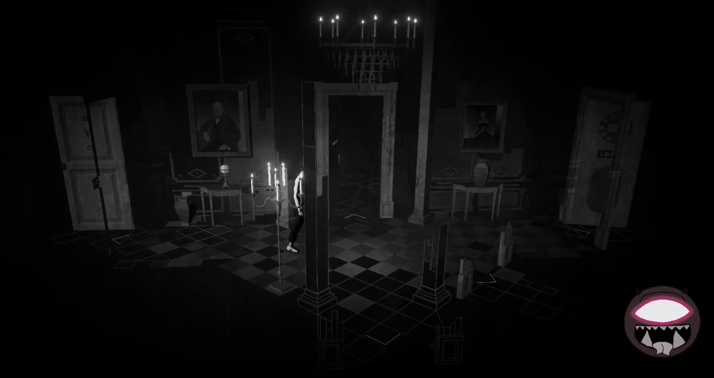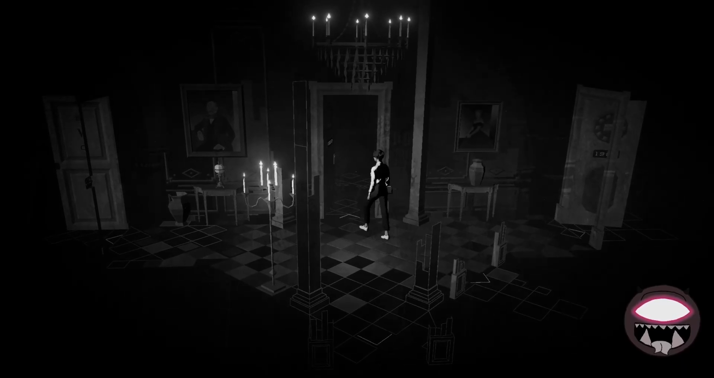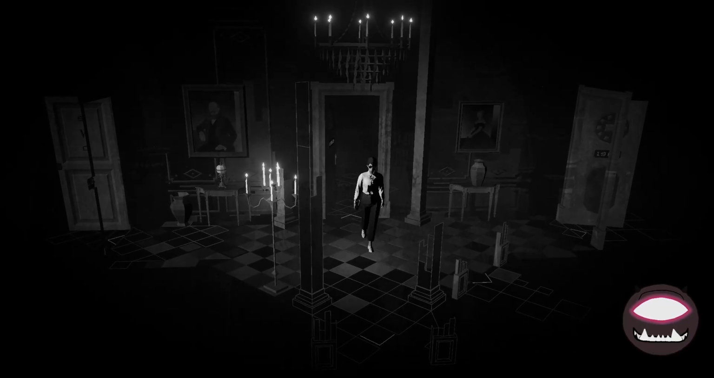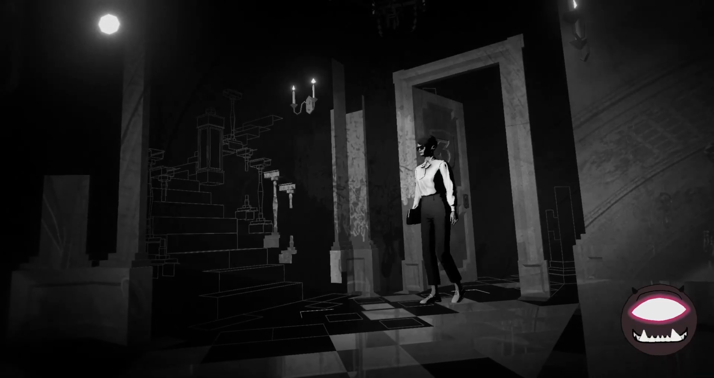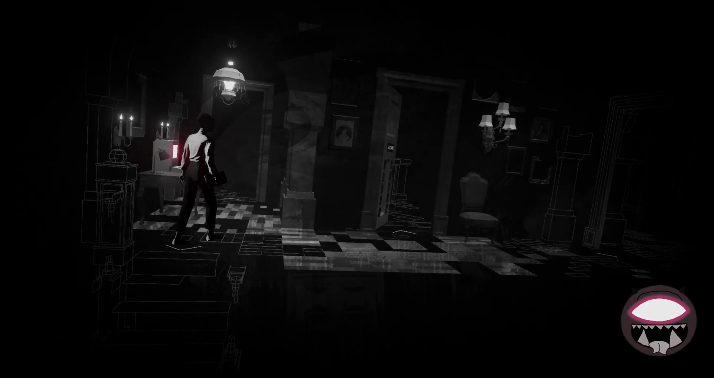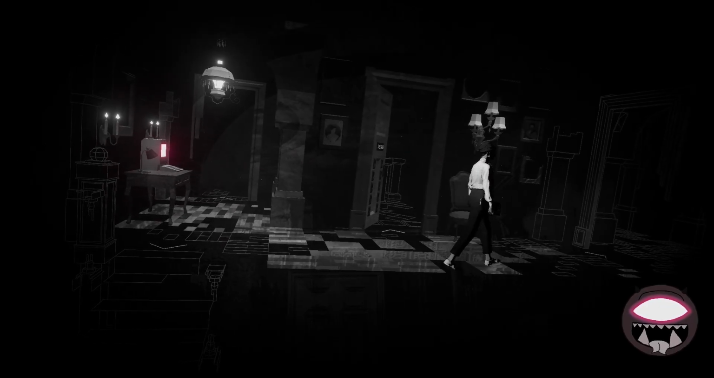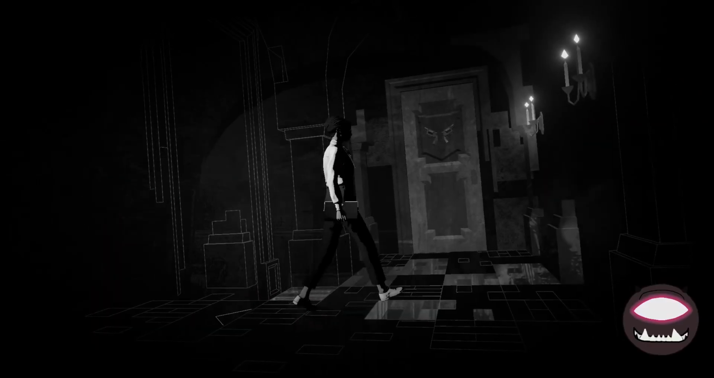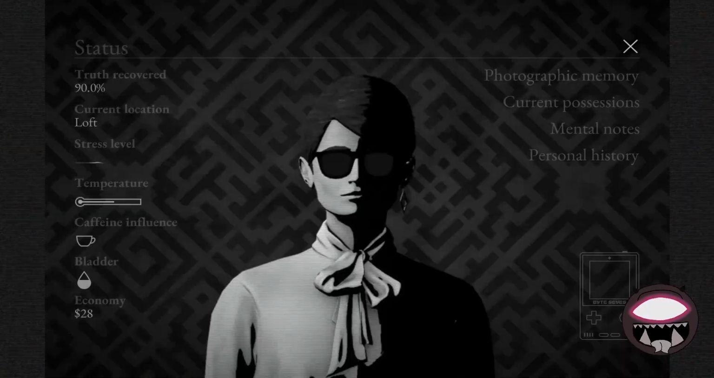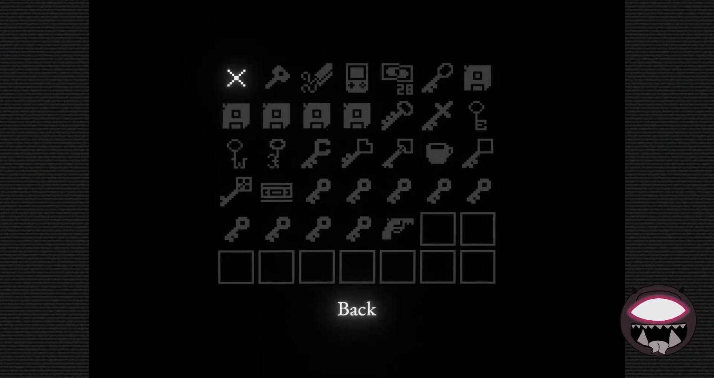Like, literally, I only went back there because I was like, maybe I will be able to find a clue. And indeed, I was able to find a clue. And now this will answer one of the questions in the maze. Let's read the key. All right. Current possessions.